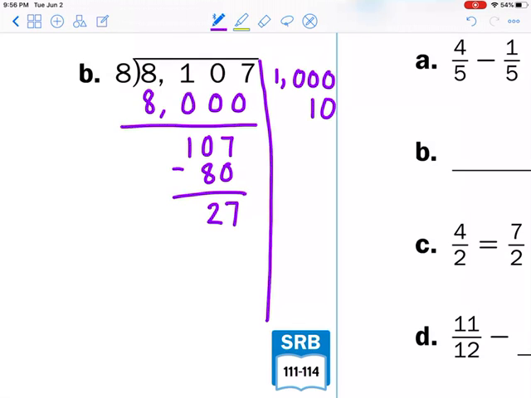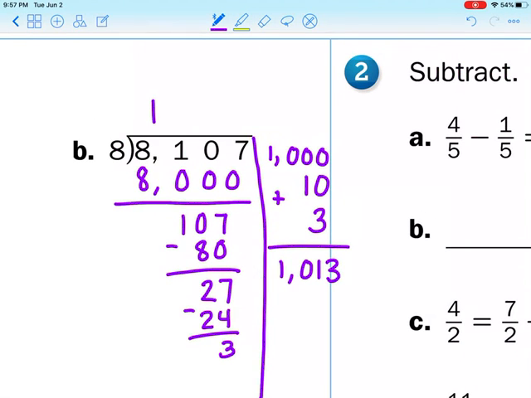Now, I know that 27 is not a multiple of 8, so I already know that I'm going to have a remainder. So let's see, 8 times 4 is 32. That's too big. So I could do 8 times 3, which is 24. And I'm left with 3. So then if I add all this together, 1,013 is my answer. You always want to put your answer up at the top. So 1,013 with a remainder of 3. So this is your answer.